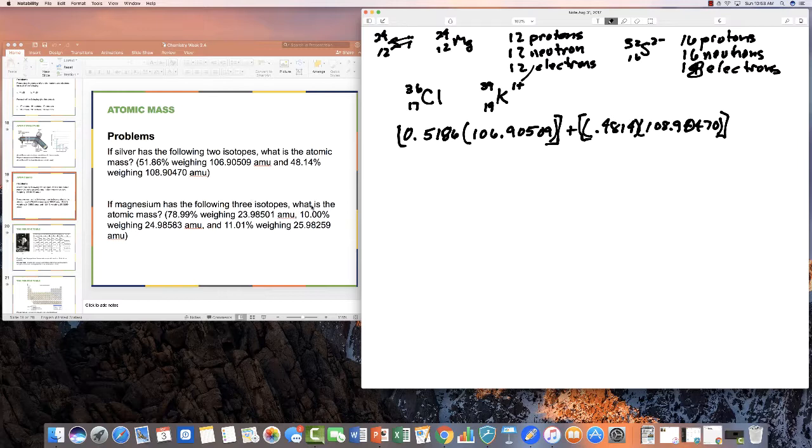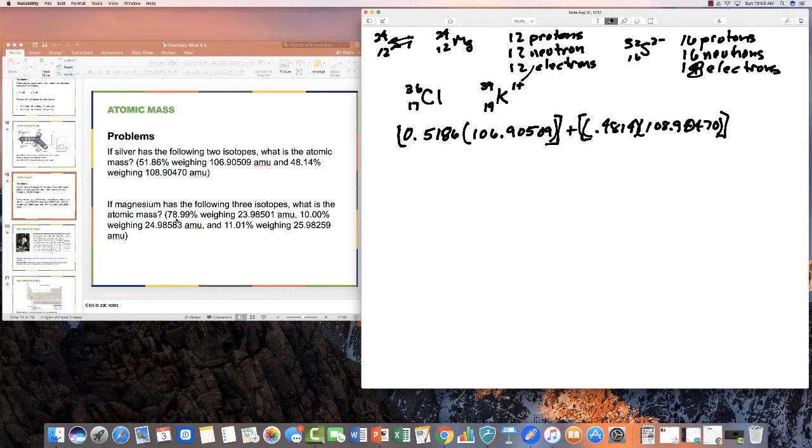Magnesium has the following isotopes. What is the atomic mass? Stop the video for a few seconds and write down how you would set up your problem, and then turn the video back on and watch how I do it.